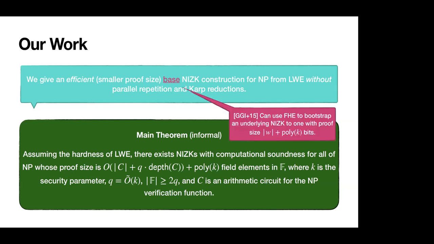And here what we mean by a base NIZK construction is that the work of GGI+15 shows how to use fully homomorphic encryption to bootstrap an underlying NIZK to a NIZK whose proof size is effectively linear in the witness size. So you can think of our main theorem as providing a more efficient underlying NIZK from the hardness of learning with errors.